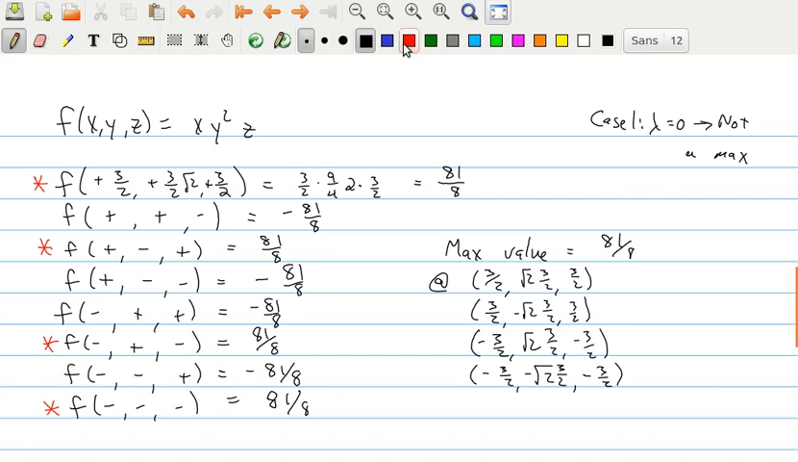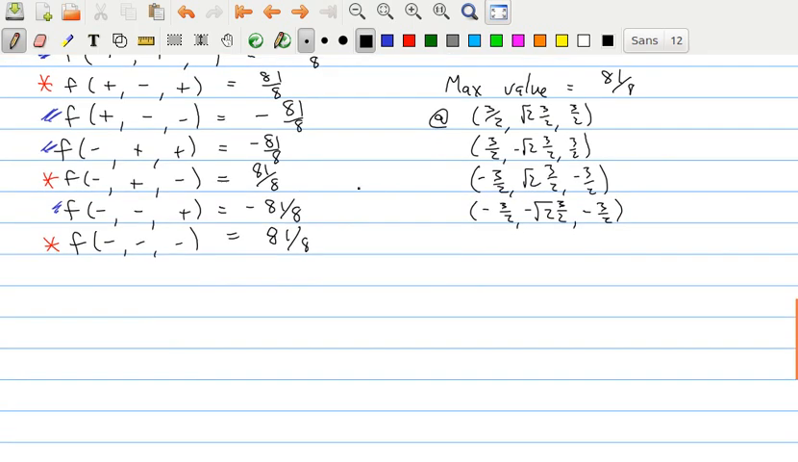And it's worth noting, it wasn't asked for in this problem, but those other 4 points, those were all tied for the minimum. So we actually found the minimum value and the maximum value at the same time in this problem. It wasn't asked for, but we wound up finding it anyway.